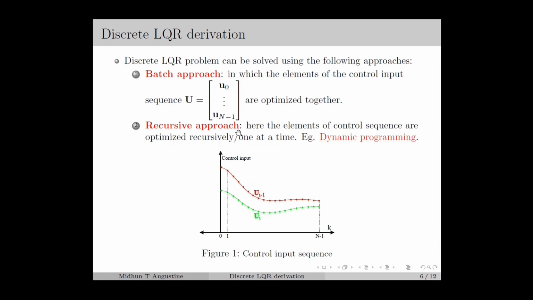Now in the recursive approach, the elements of the control input sequence are optimized recursively, which means one at a time. And the main example of the recursive approach is dynamic programming. In this lecture, we will be following the dynamic programming approach for solving the discrete LQR problem.